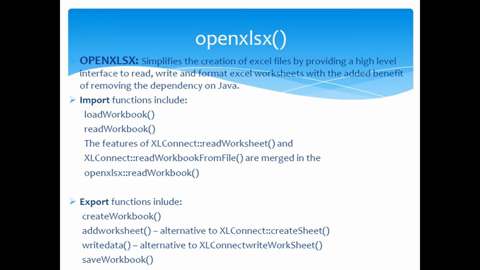Openxlsx import functions include loadWorkbook and read.xlsx, and the features of XLConnect readWorksheet and XLConnect readWorkbookFromFile are merged in the Openxlsx read.xlsx. Openxlsx export functions include createWorkbook, addWorksheet, an alternative to XLConnect createSheet, writeData, an alternative to XLConnect writeWorksheet, and saveWorkbook. Now let's learn each of them in detail.